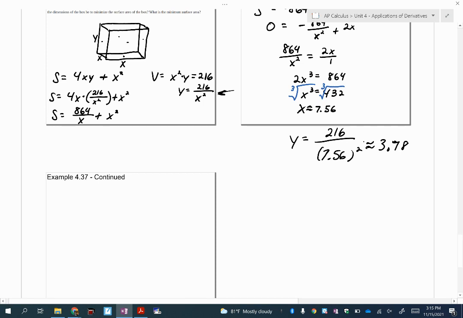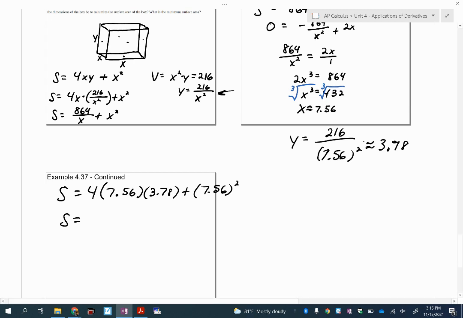And then to minimize the surface area, when I use those, I'm going to plug in my numbers, which is 4 times 7.56 times 3.78 plus 7.56 squared. Now, you'll notice when I go to Desmos, I can get the exact answer here, because so far I've been doing some rounding. And as any math teacher would tell you, you want to leave your rounding to the very end. So I know I wrote my work rounded, but I'm not going to do any rounding.